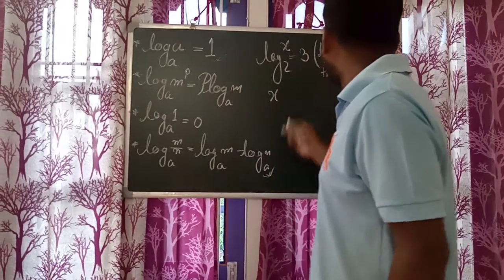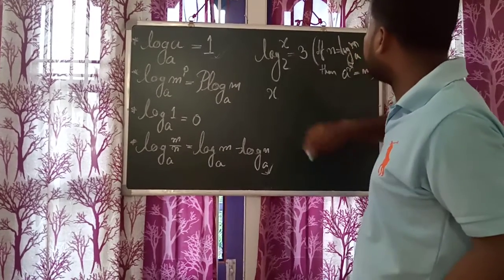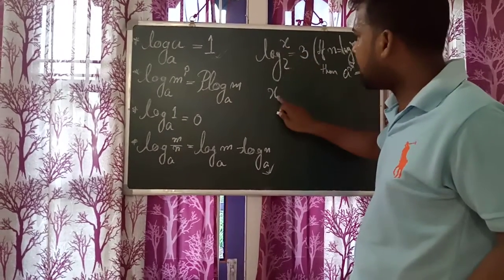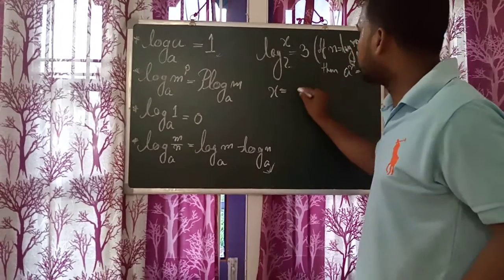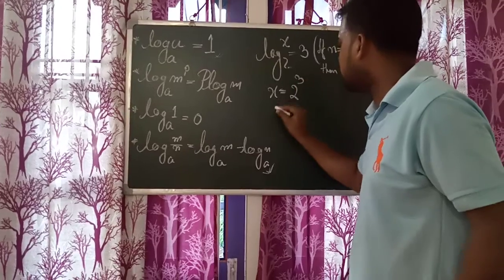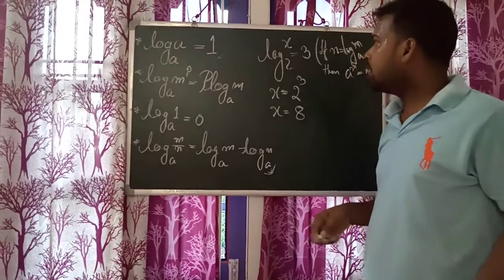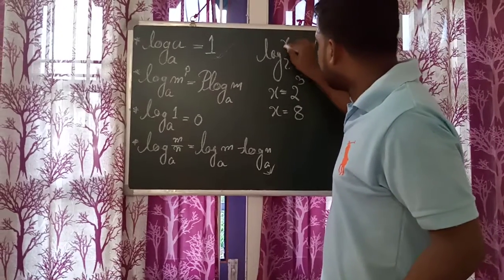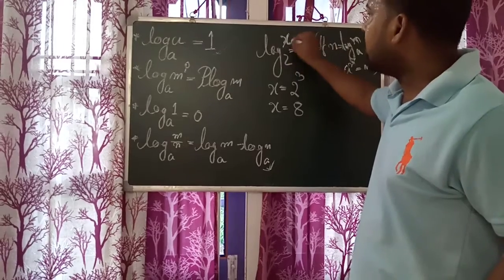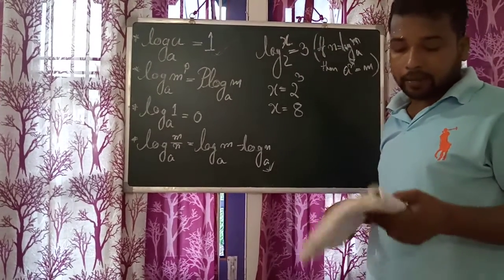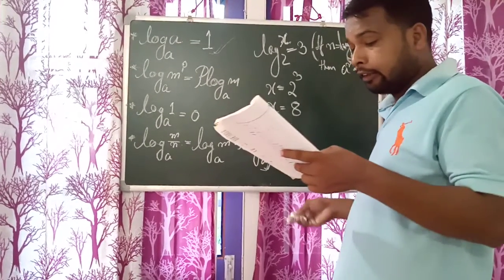Now same thing this way. x is equal to, see here, in place of m there is x, and in place of a here is 2 cube. It implies x is equal to how much? 8. Okay, remember this thing: the base to the power this side is equal to this one. Like this way you have to do the others.